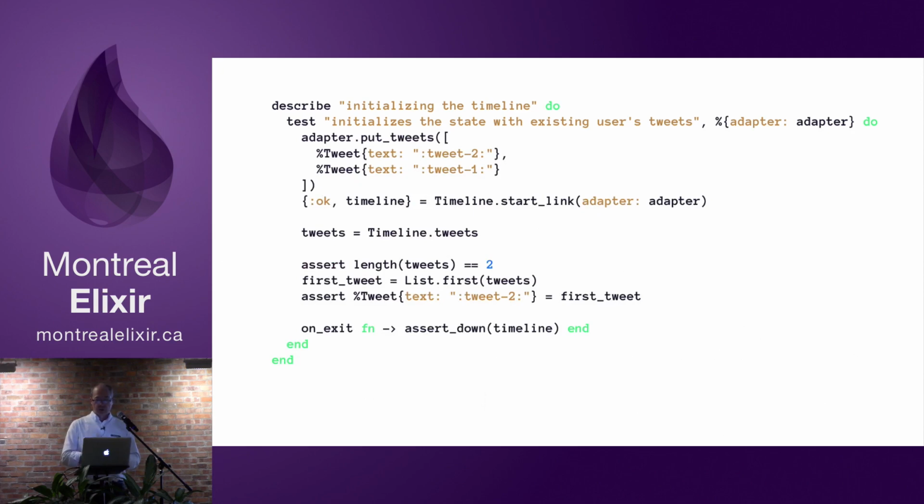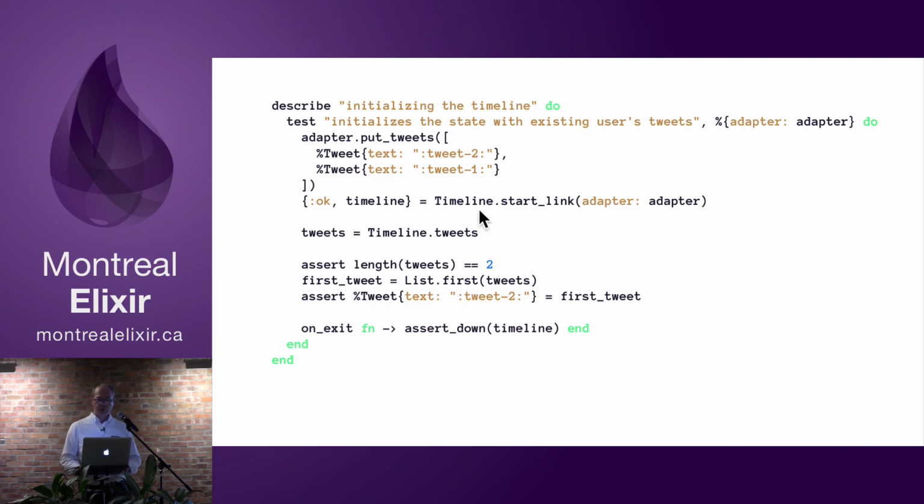So now this is a real test, initializing the timeline. What we want to test here is that when we start a timeline, we expect the timeline to ask the adapter, give me the latest tweets. So we're going to push some tweets to the adapter. This is a utility function we wrote in the adapter. And by the way, I'm not going to show you the fake adapter. It's a bit complicated set of code, so you can have a look at that later.